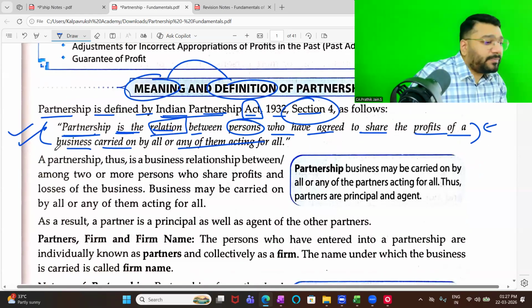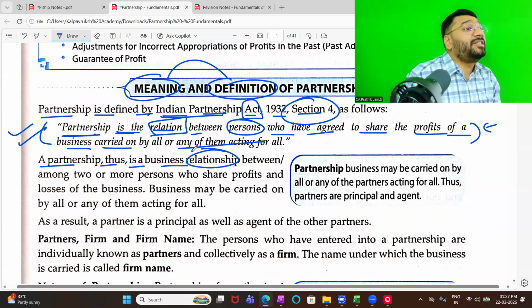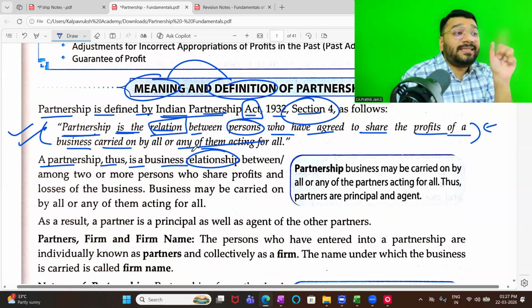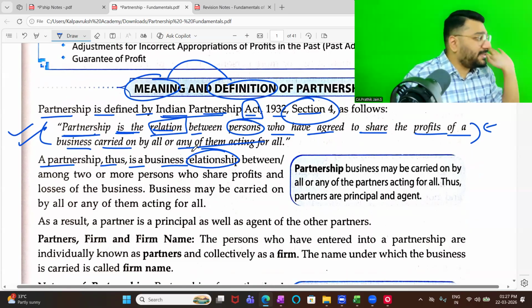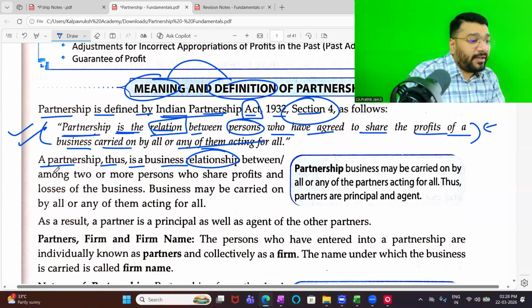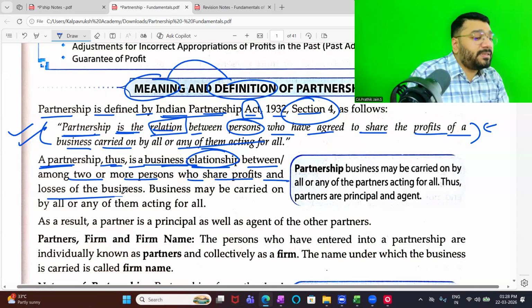Next, meaning of partnership. A partnership thus is a business relationship. "Sir, here relationship came." No, sir, this is not the definition, this is the meaning. In meaning, you have the freedom to write the sentence in whatever way you want, provided it makes sense. A partnership thus is a business relationship between two or more persons who share profit and losses of the business.